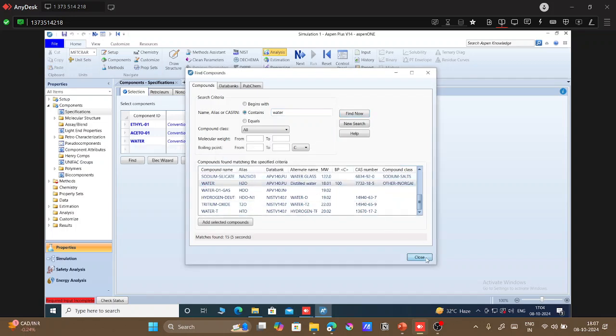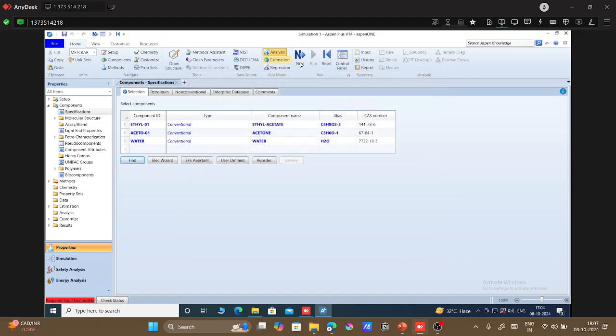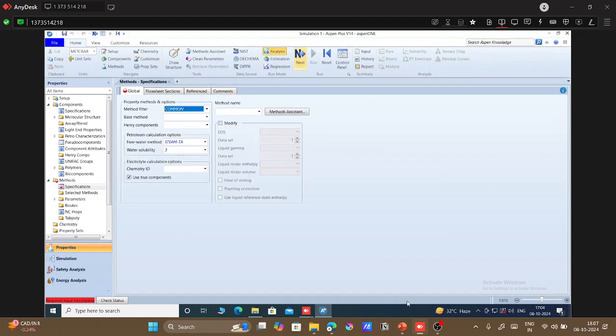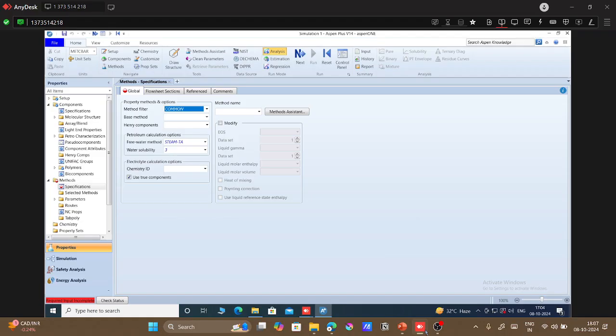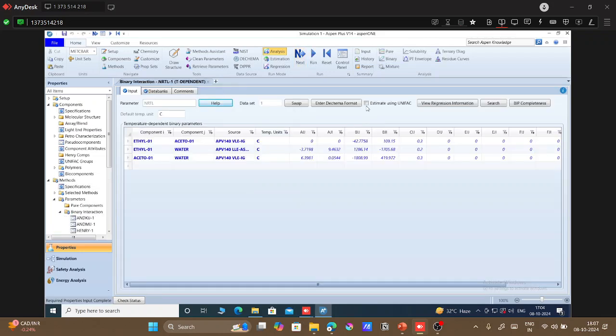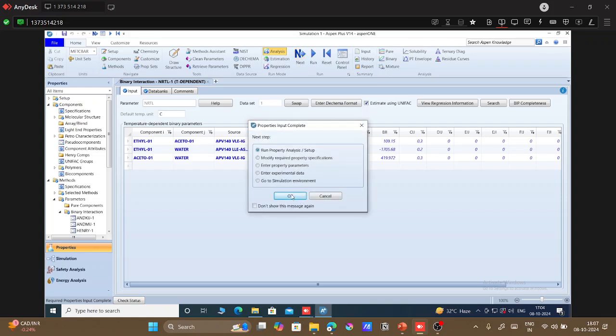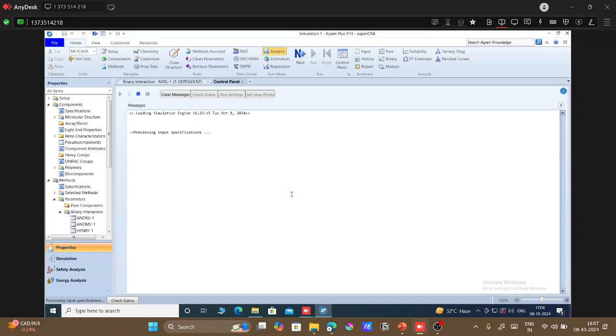Okay, once all the components are added, we will select the property estimation method. So in this problem it has been provided that we have to use the NRTL property method with the missing binary interaction parameters calculated via the UNIFAC method. So select NRTL, estimate missing parameters via UNIFAC, and do the property analysis.